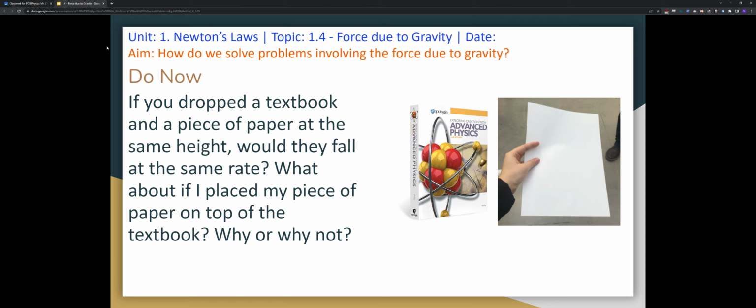If you were to drop it properly, you would see that the textbook or folder and the piece of paper would drop at the same exact rate. They would fall down at the same exact time. And why, right? Why do you guys think that is the case? The reason why is because of air resistance.